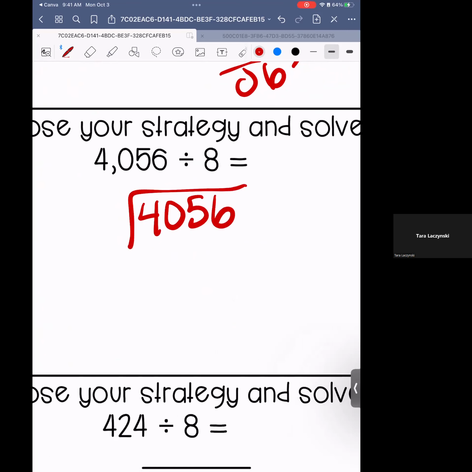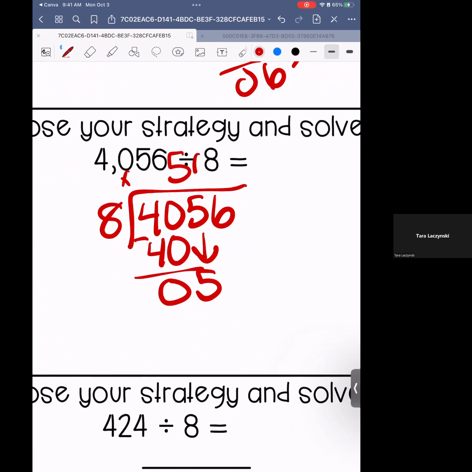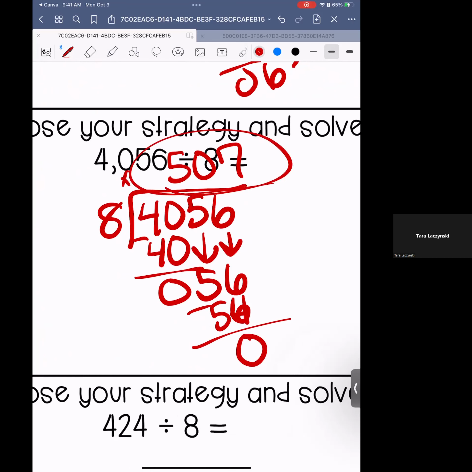4,056 divided by 8. 8 does not go into 4, but it goes into 40 5 times. Bring down our 5. 8 does not go into 5. We have to show we tried. 8 goes into 56 7 times. 7 times 8 is 56. No remainder. Final answer, 507.